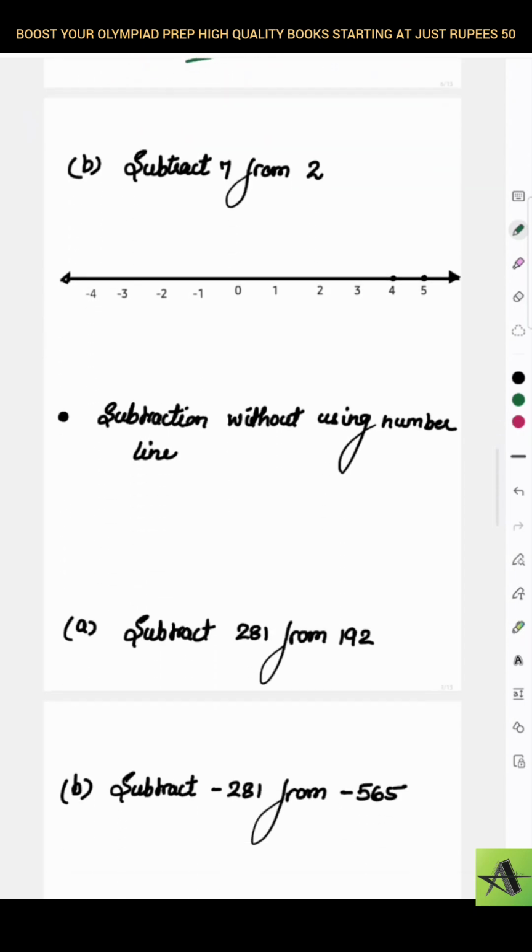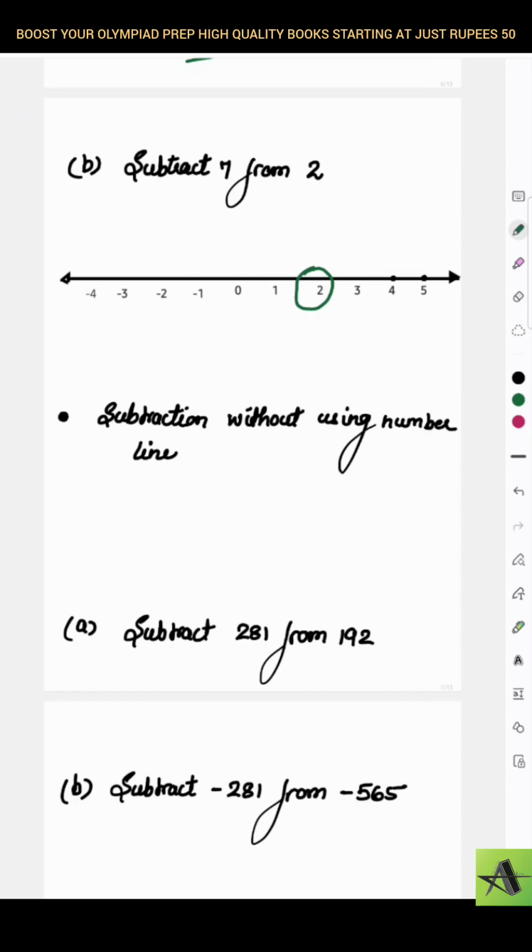If it's not very clear, when we do subtraction without using the number line, you can understand how to do it properly. Subtract 7 from 2. So from 2, I have to encircle, and I need to subtract 7 from it. See, in this case we are subtracting 7, that means 7 will become negative.